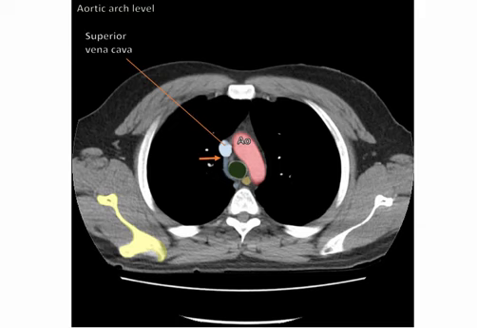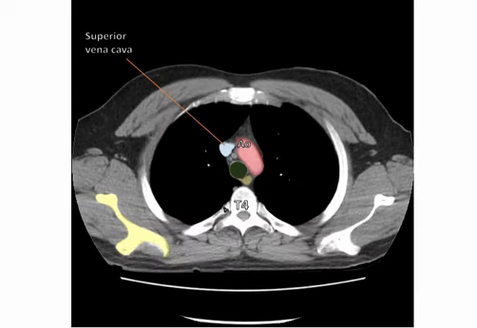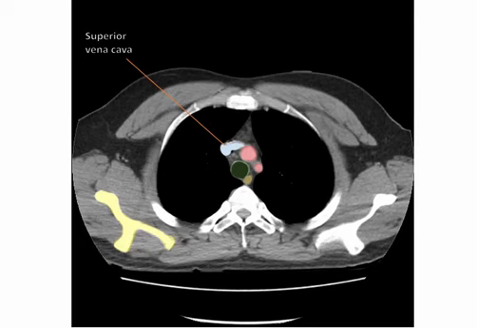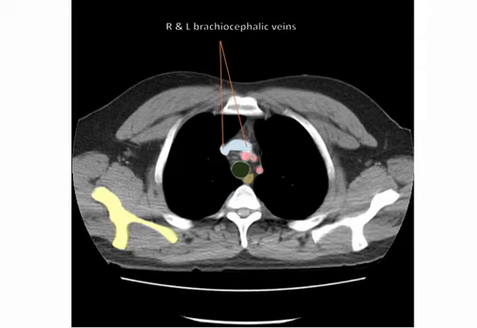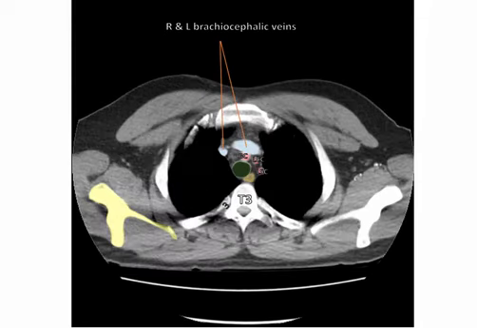As we move upwards, we can see the vessels emanating from the arch of the aorta and also from the superior vena cava. Here we can see the formation of the superior vena cava from the right and left brachiocephalic veins. Branching from the aortic arch, we can see the brachiocephalic trunk, the left common carotid artery, and the left subclavian artery. When we see the brachiocephalic veins as two distinct profiles here, we call this level the 5-vessel level.